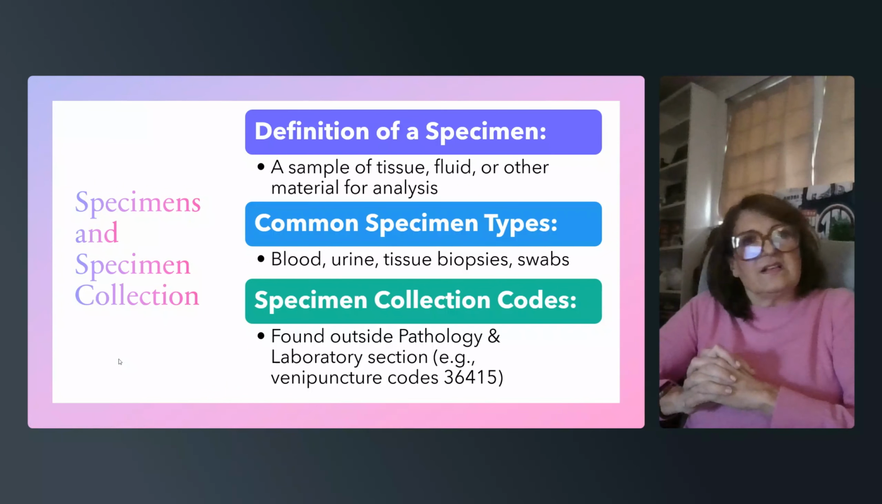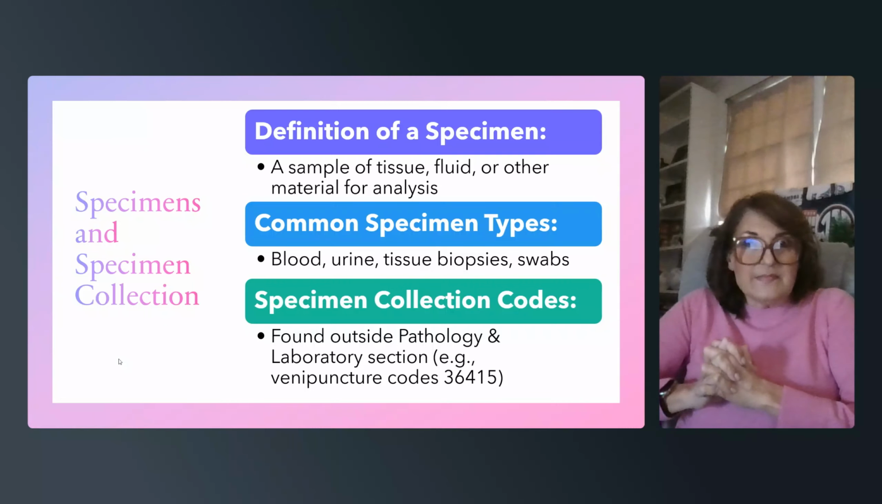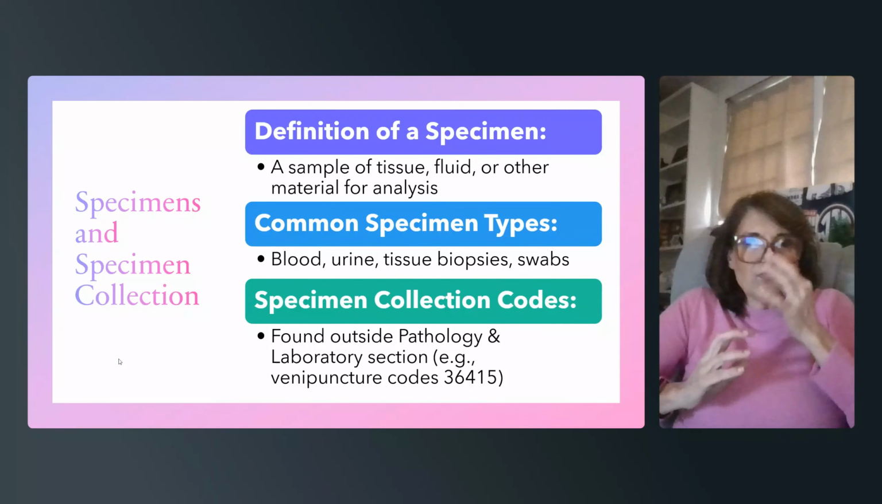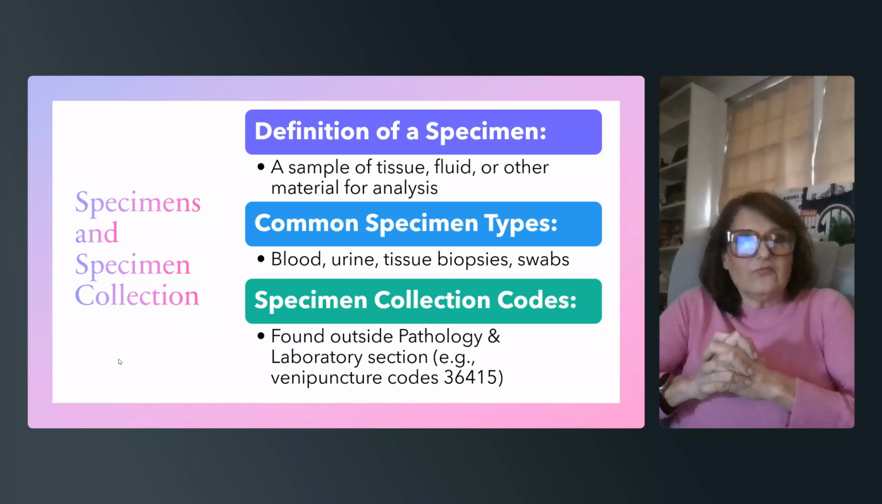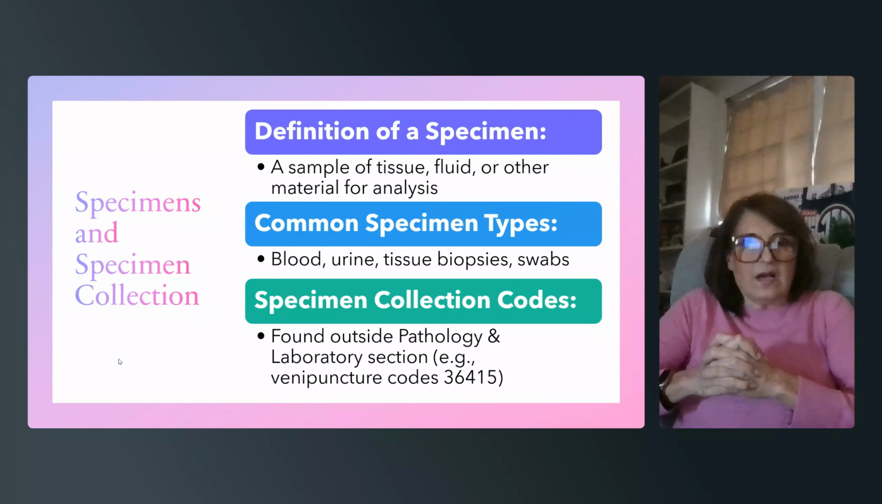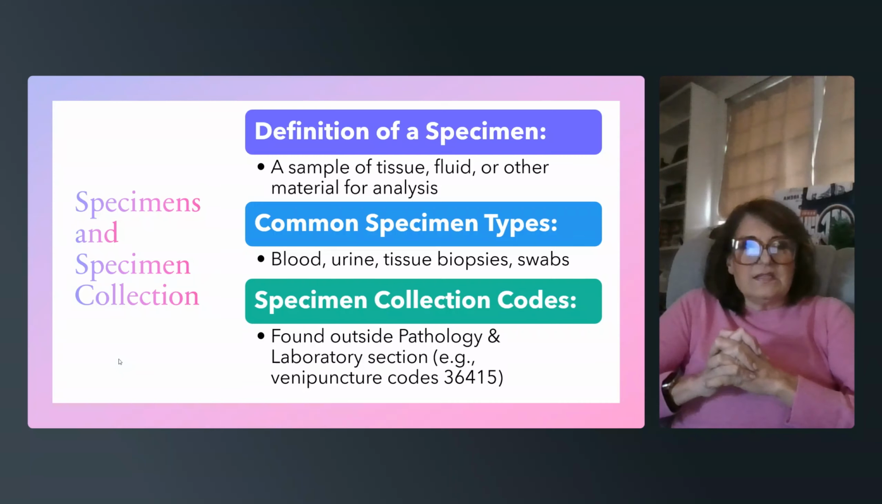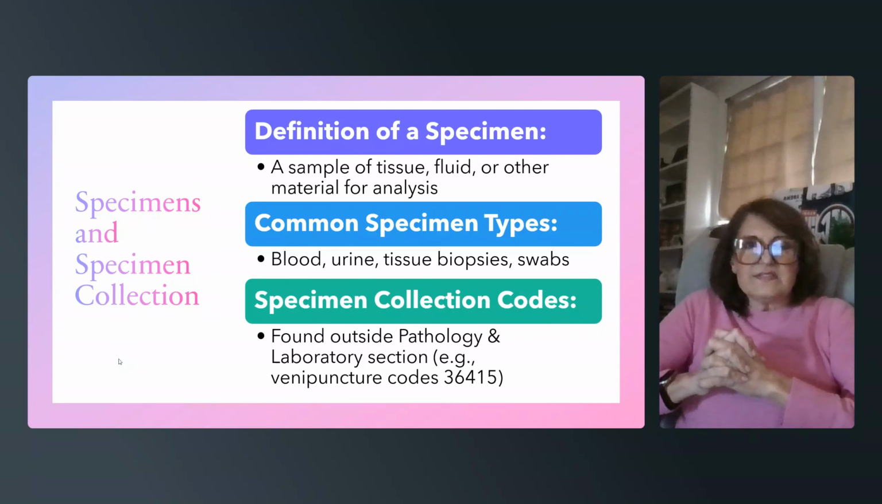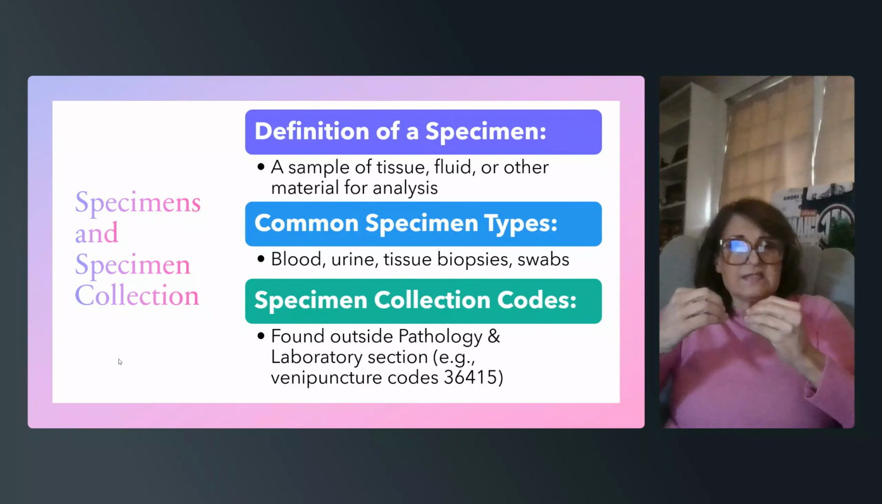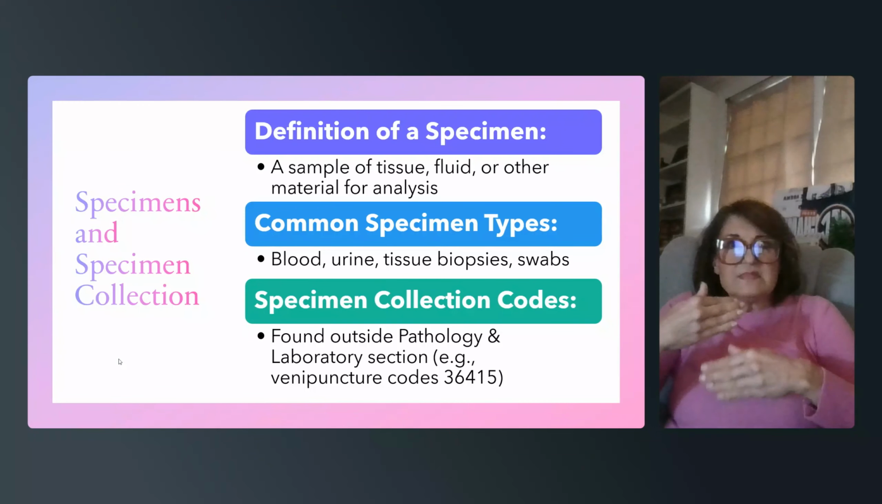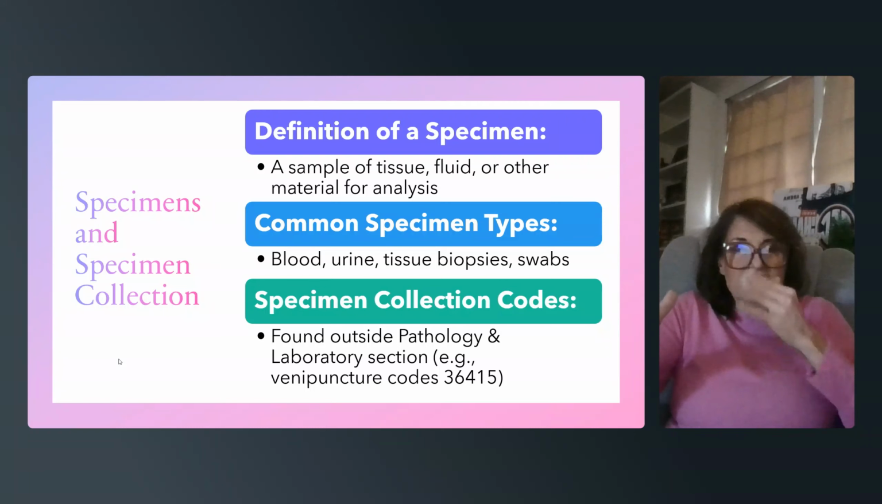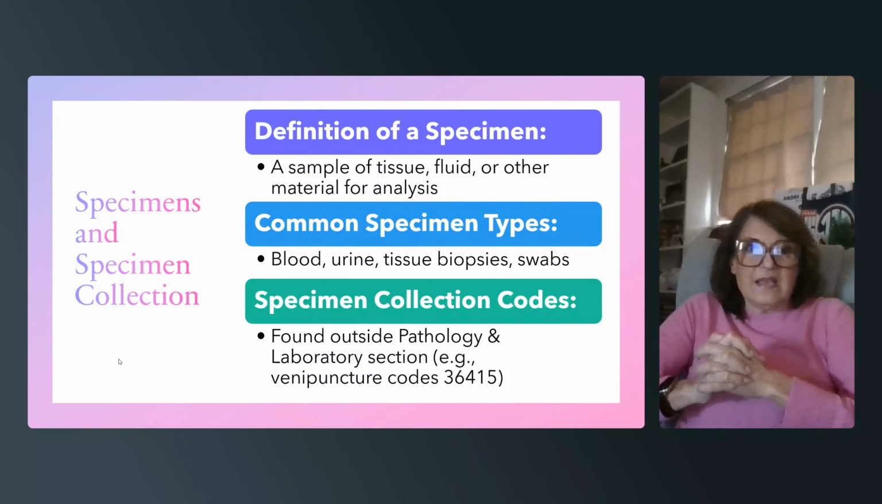Specimens and specimen collection. A specimen is a sample of tissue, fluid, or other material for analysis. So what are some common specimen types? Blood, urine, tissue biopsies, swabs. So whenever you hear, hey, we need to collect a specimen, they're going to collect some type of tissue or fluid or other material for that test.